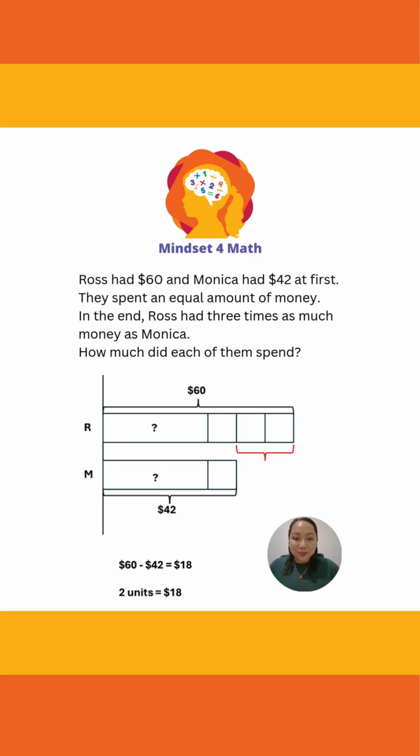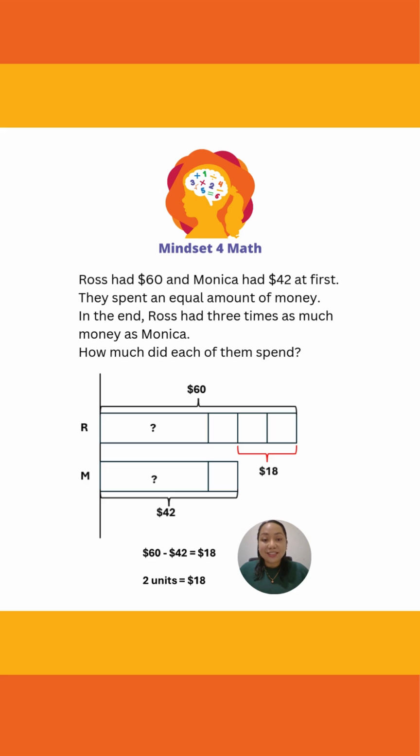Now we are ready to compute. We can get the difference between the amount of money Ross and Monica had at first, because that would be equal to the 2 units that I marked red in this model. So $60 less $42 is equal to $18. So 2 units are equal to $18. Let us now mark those 2 units, $18, in the model.